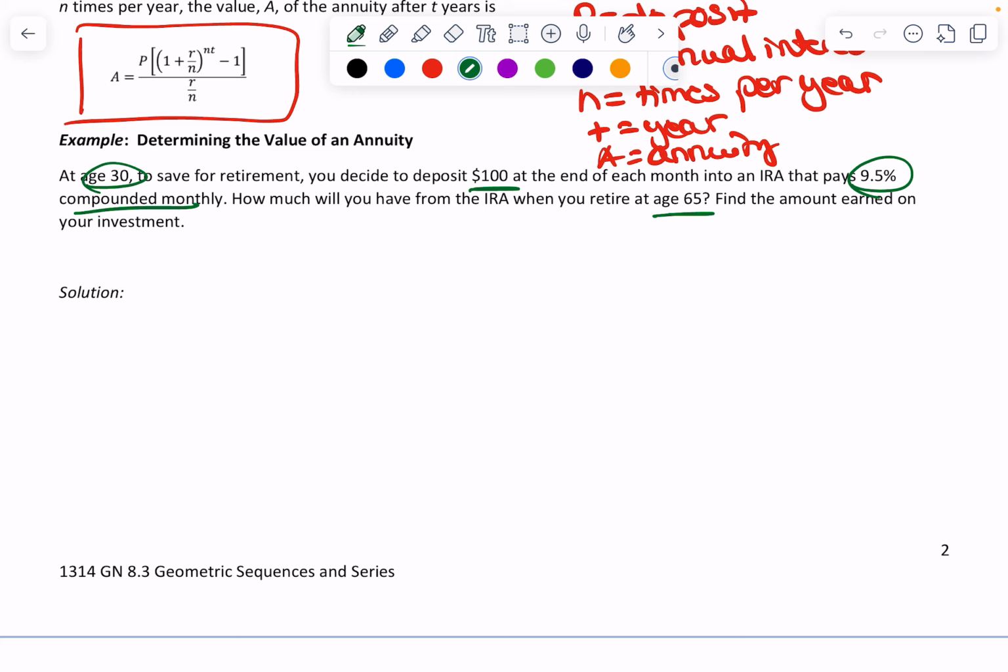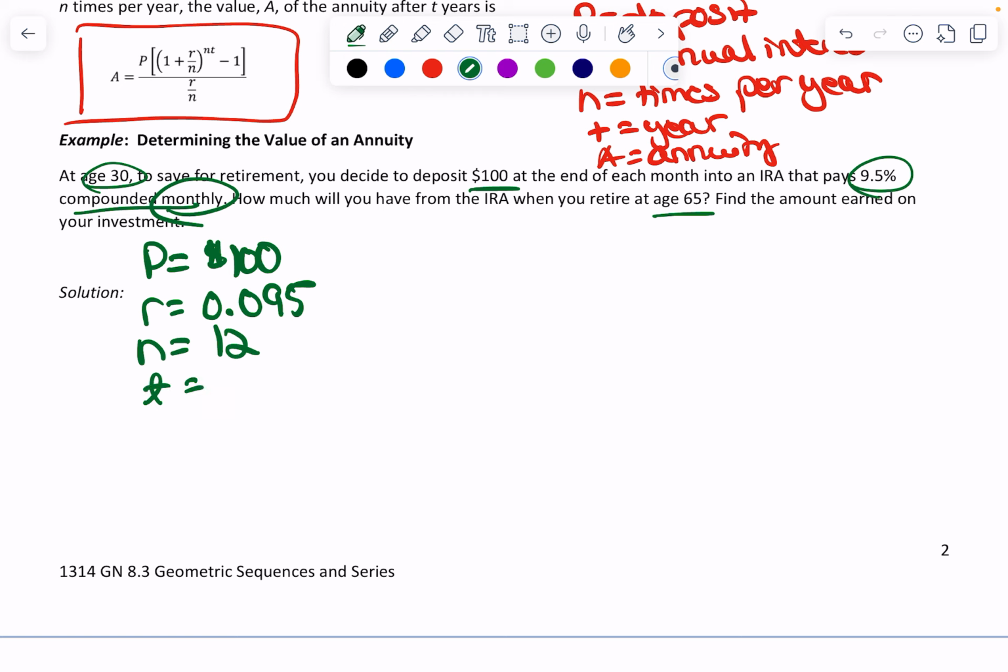So what do we know? We know that our P is going to be $100. R is 9.5%, so divided by 100 that is 0.095. N, compounded monthly, means there are 12 months in a year, and time is going to be 65 minus 30, so that is 35.